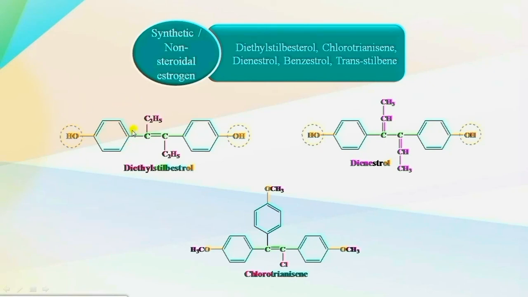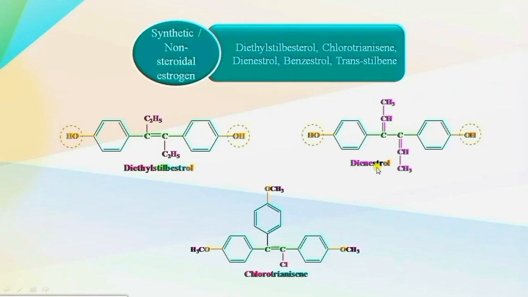This is the first phenol, and the mirror image of this phenol is the second phenol. Both the phenol moieties are connected by a carbon double bond carbon bridge. The first ethyl is attached to this carbon, and the second ethyl is attached to this carbon atom. This is the structure of diethylstilbestrol.